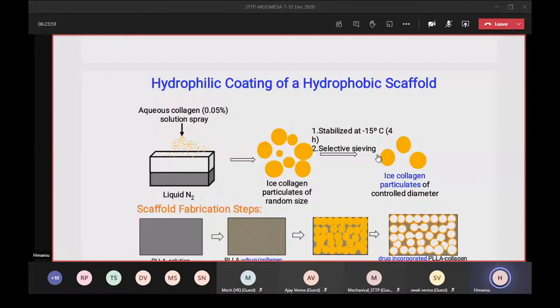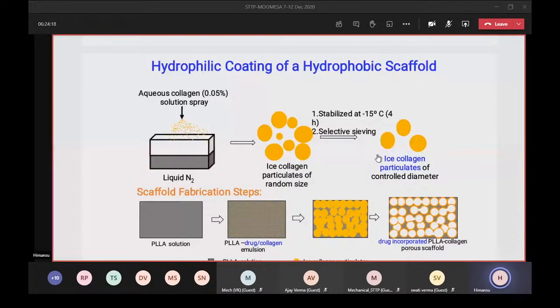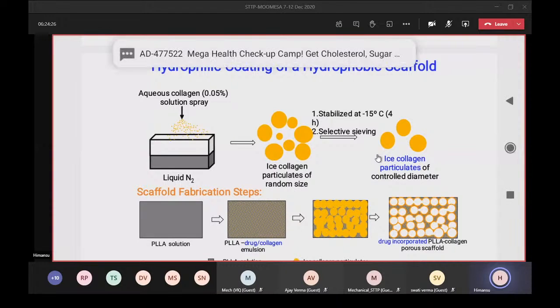At minus 15 degrees centigrade, after 4 hours we can stabilize this ice. That means everything is stable. Then with a spatula we can remove small ice particles, just like sand particles. Of course you are not catching them by hand. You are using the spatula, tweezers and so on, because if you catch them by hand, everything will immediately melt. So there is no meaning in doing this research.